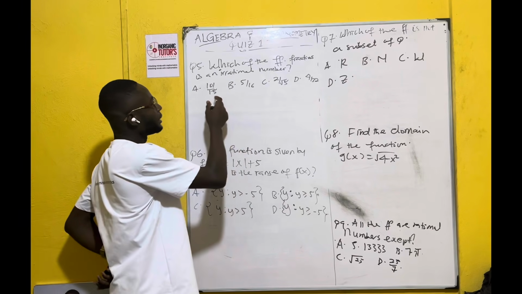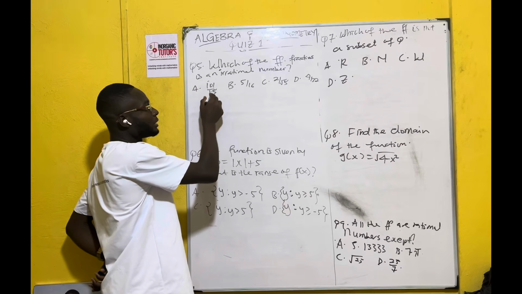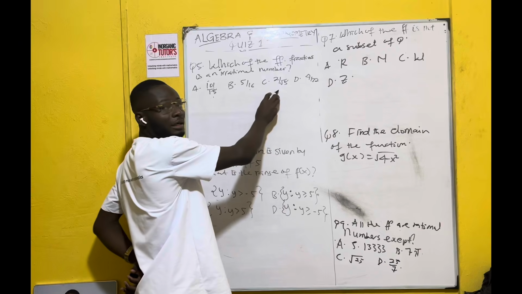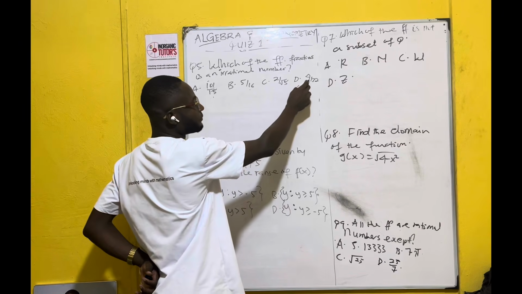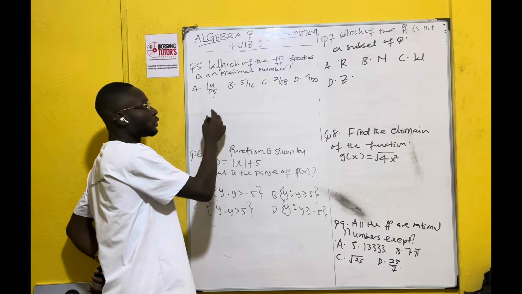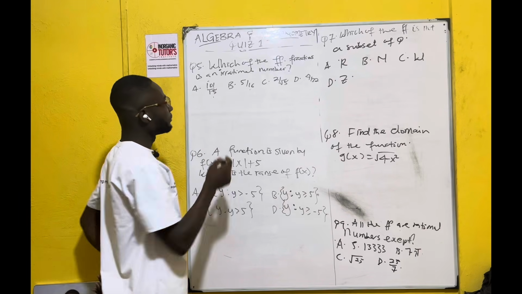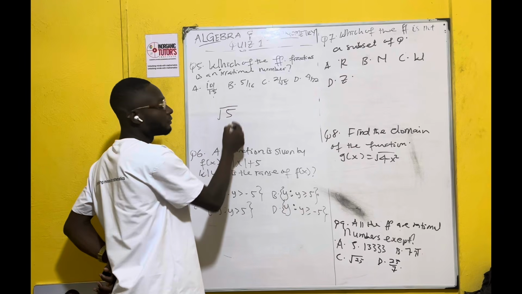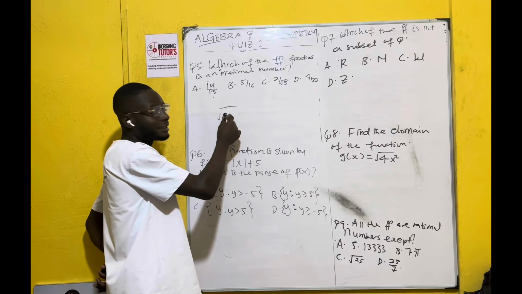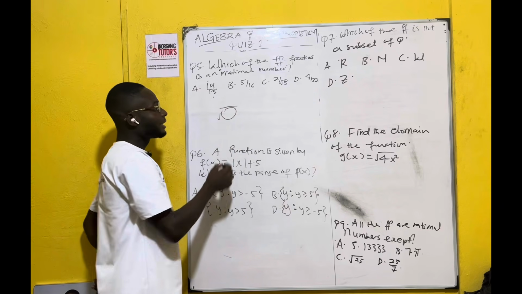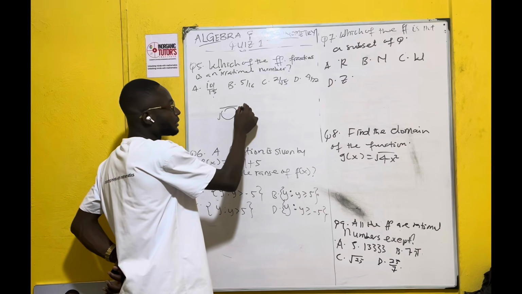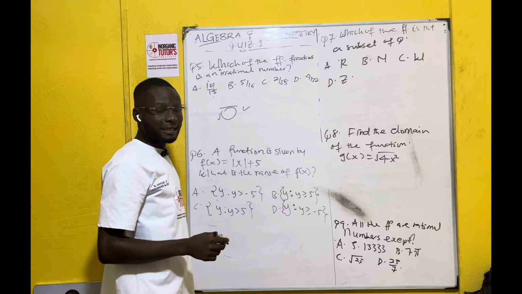So remember, the options are: A, 101 divided by 15; B, 5 over 16; C, 2 over square root of 5; and D, 4 over 32. Which one is an irrational number? To identify irrational numbers, if you see a square root, and the argument inside the square root is not a perfect square, then that square root is an irrational number.